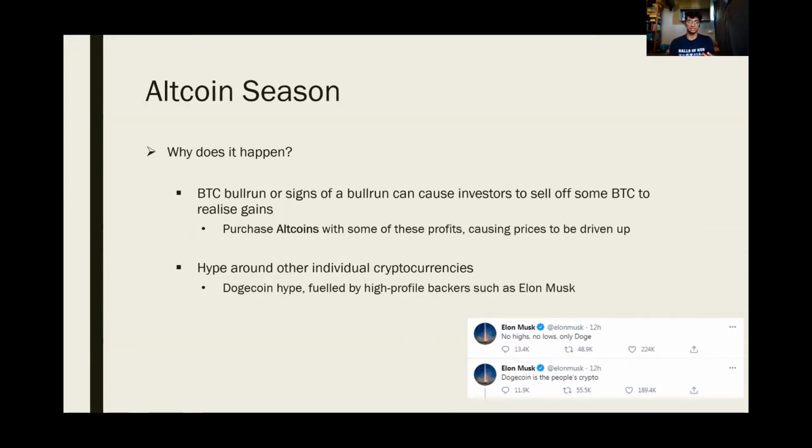They then use these profits to purchase altcoins, causing prices to be driven up. So it's essentially just a reallocation of market capitalization from Bitcoin to other various altcoins based on the sentiments in the market. Altcoin season can also be caused by hype around individual cryptocurrencies, as per what happened earlier in 2021, with the Dogecoin hype that was fueled by several high-profile backers, including Elon Musk. So these are some of the factors that can contribute to altcoin season taking place.